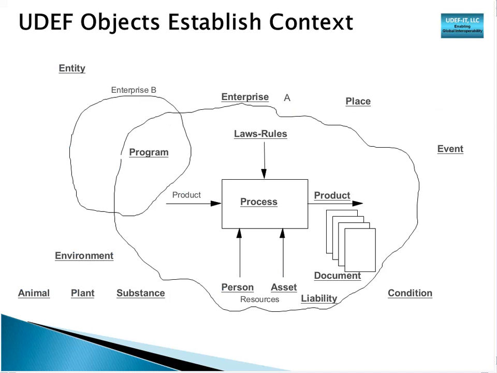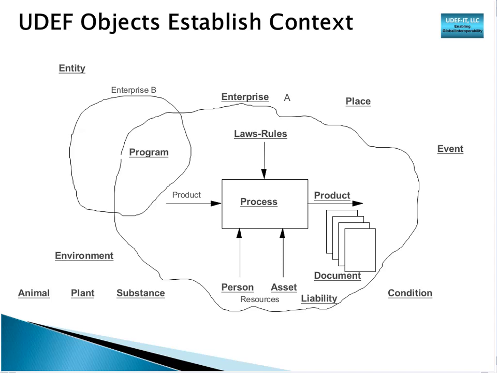So a given enterprise has a product, has one or more products. They have one or more processes. They are governed by laws and rules. They have persons that support the process, or persons that are relevant to the process. There are assets, there are liabilities, there are documents. Where two or more enterprises have some shared objectives, you have something called a program.